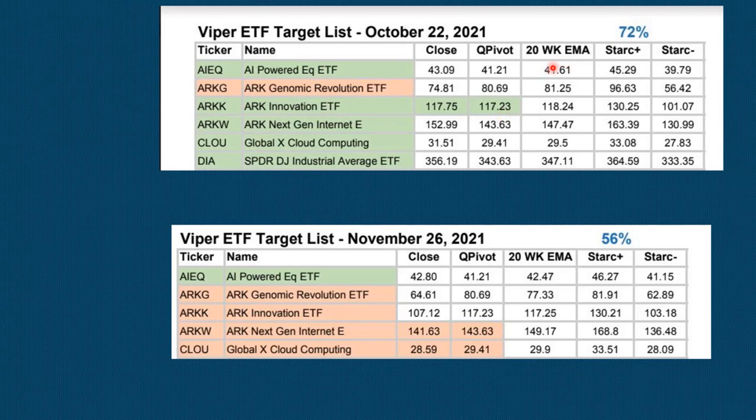In addition, we provide you with the 20-week EMA, Stark bands, etc. It was my hope in putting these together that we'd be able to use the percentage of ETFs above or below their quarterly pivots as another market trend tool to help confirm the work of the advanced decline line. So about a month later, you can see we deteriorated from 72 to 56, and ARKK was back below its pivot. You can see it's at 107.12 as opposed to 117. So it lost roughly 10% in that period.